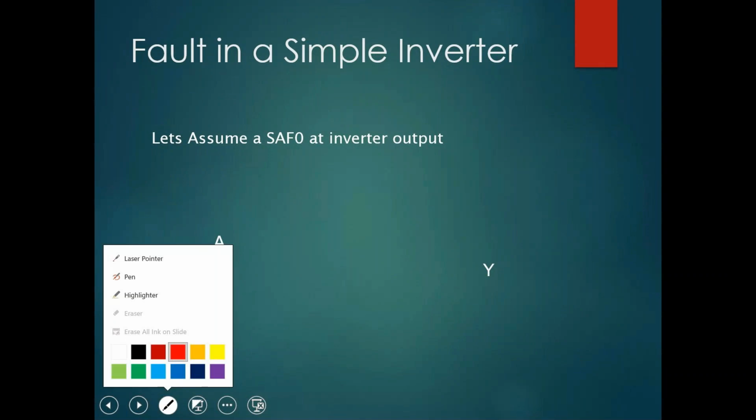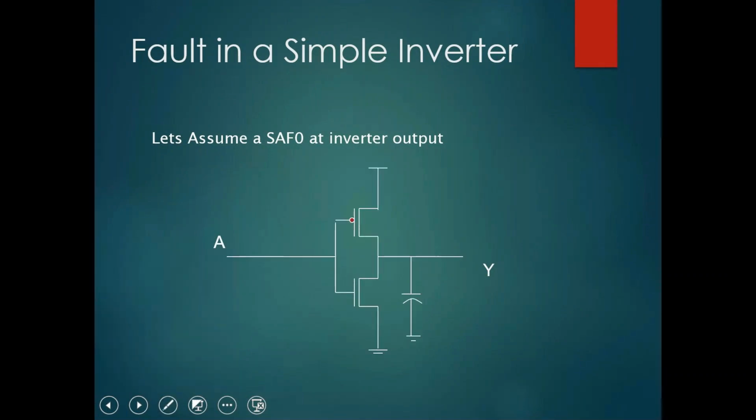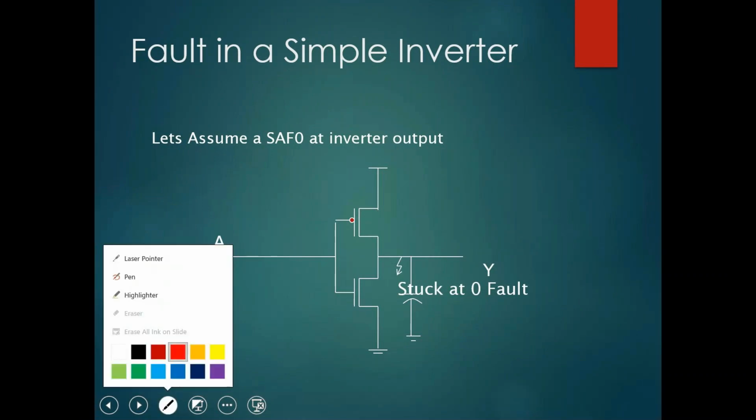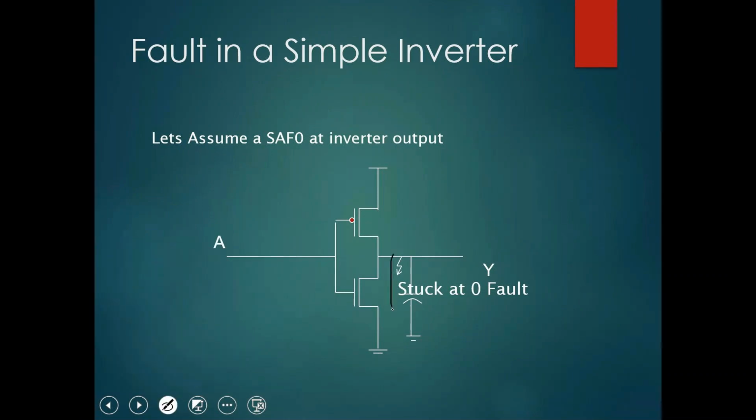This is the capacitor what we have. But there is a stuck-at fault here, which means how does it look like? There is another short connection to the ground like this. So this is called a stuck-at fault, stuck-at 0.